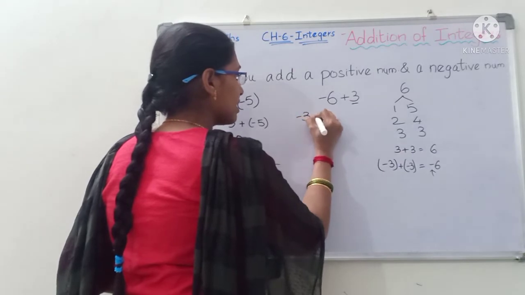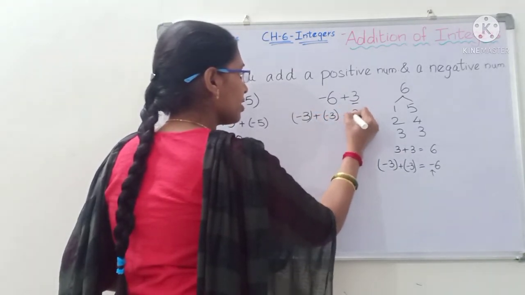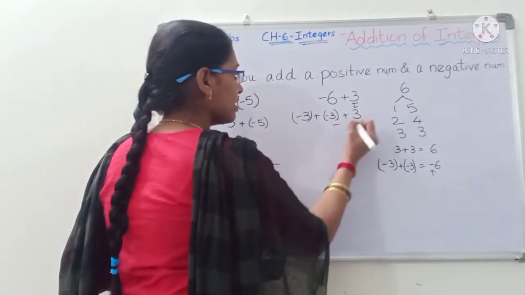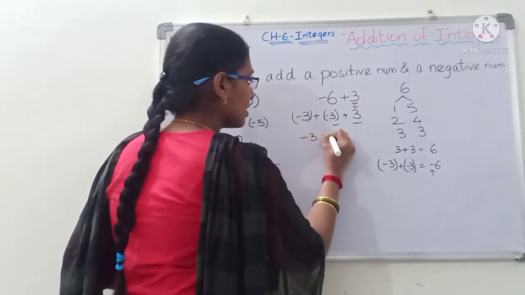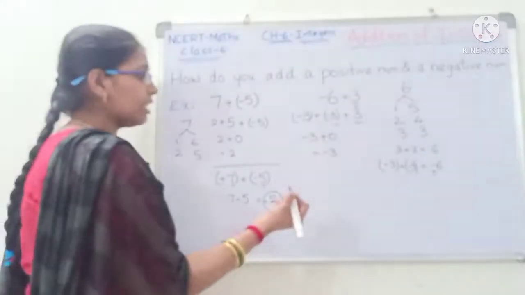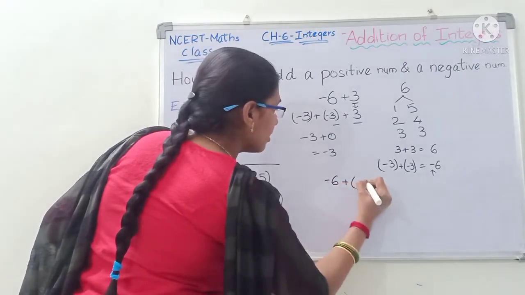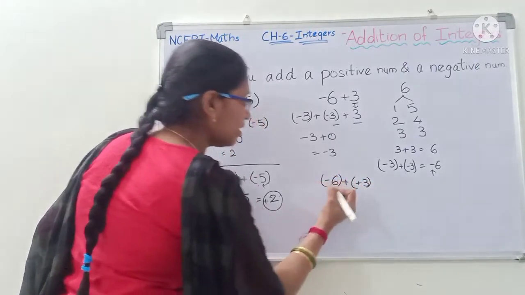So, minus 3 plus minus 3 plus 3 as it is. 3 minus 3 is 0. Minus 3 plus 0 is minus 3. Now, let's solve it in a single step. Minus 3 plus 3. This is the question given.